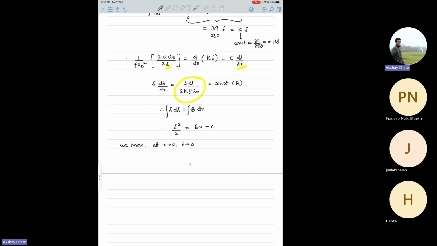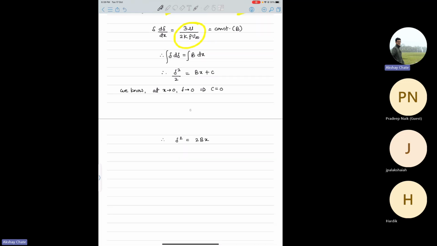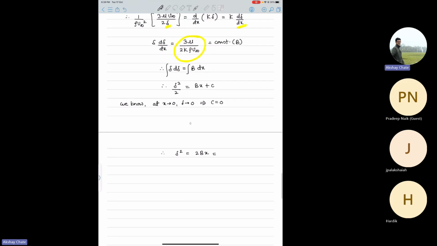So now with this boundary condition, what we get is c equal to 0, because delta and x are both 0. So c is 0. Therefore you have delta square equal to 2bx, correct? And again I'll put back the value of b. So b was this value. If you do that, you get 3 mu by k rho u infinity into x.